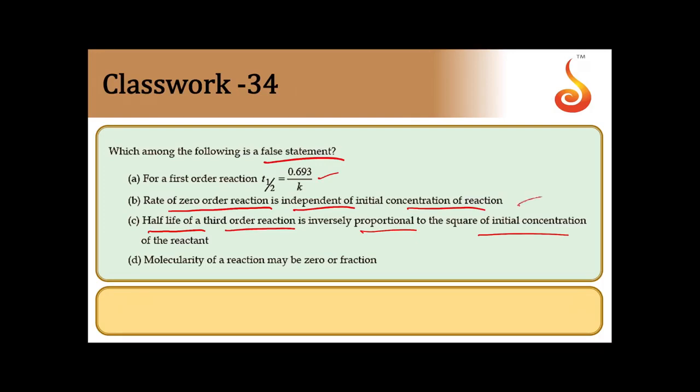This we should know, that is to say half-life for any reaction is proportional to 1 by a power n minus 1. N is the order of reaction. So when you take n is equal to 3, this implies half-life is inversely proportional to a to the power of 2. So C is also a correct statement.